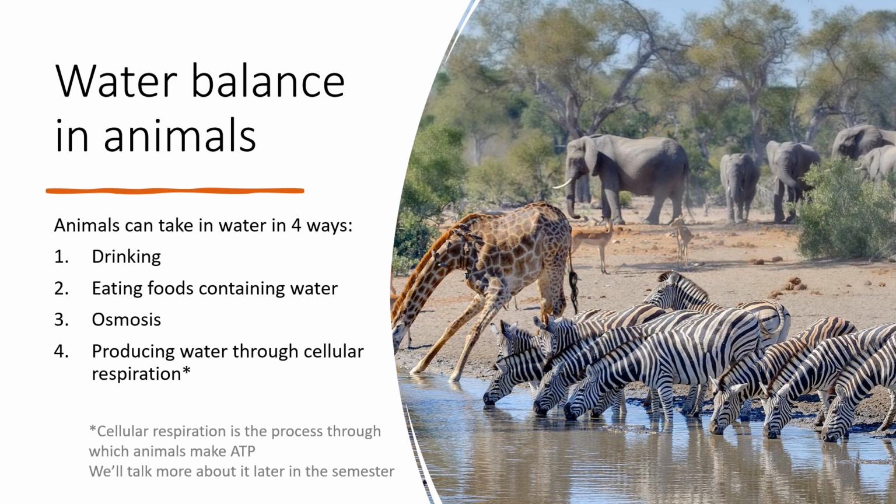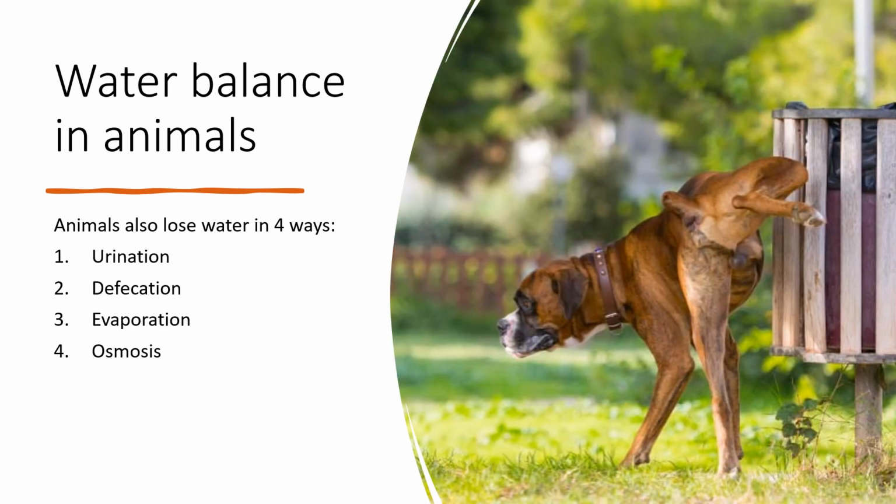We haven't gone over cellular respiration yet, but if you remember from lab, water is one of the byproducts of cellular respiration. So that is another way animals increase the water in their bodies. Animals can also lose water in 4 different ways. Urination and defecation are the main ones for most mammals, but many animals can also lose water through evaporation and osmosis. We humans can lose water through evaporation when we sweat.